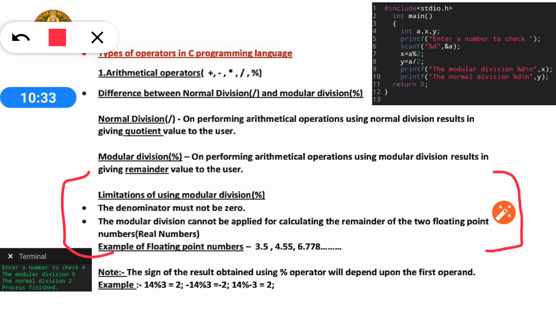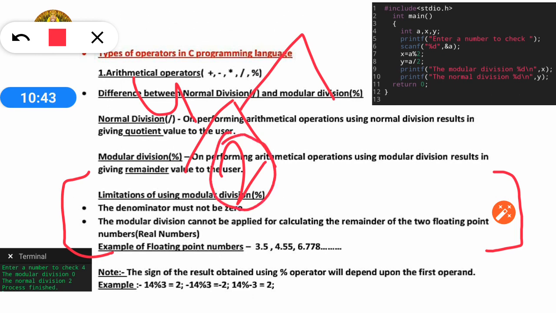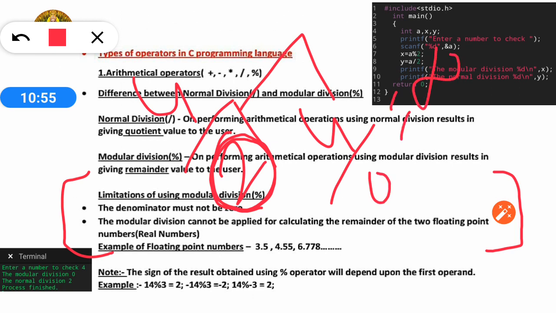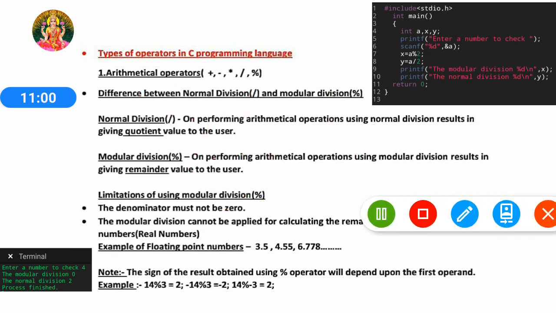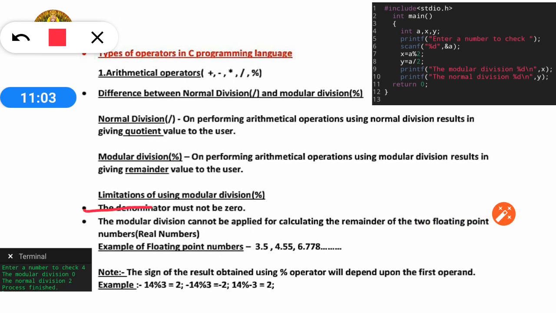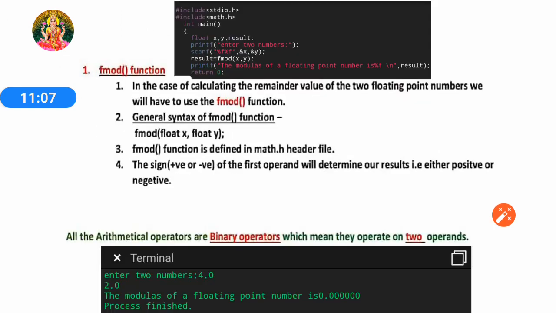It is simple. If we divide 4 by 2, and the denominator 2 is 0, then can we divide? Then it should result in infinity. So hence we cannot divide. It is a limitation of the modulus division that the denominator must not be 0. Okay, it is clear, students?